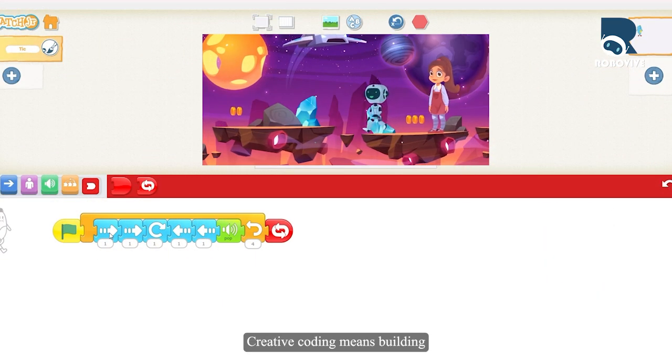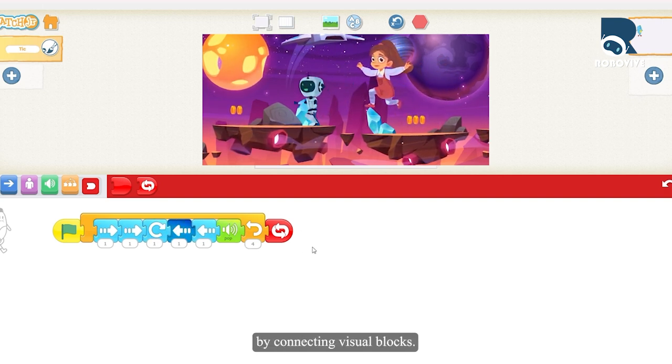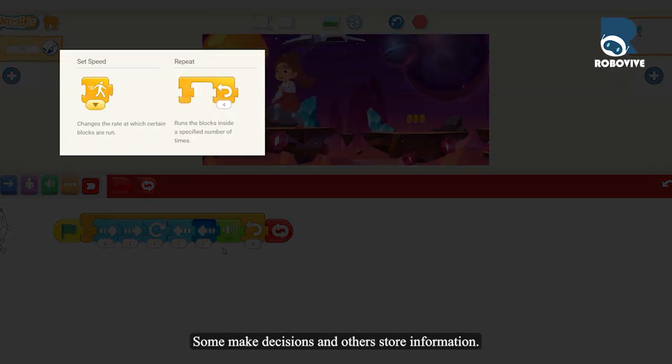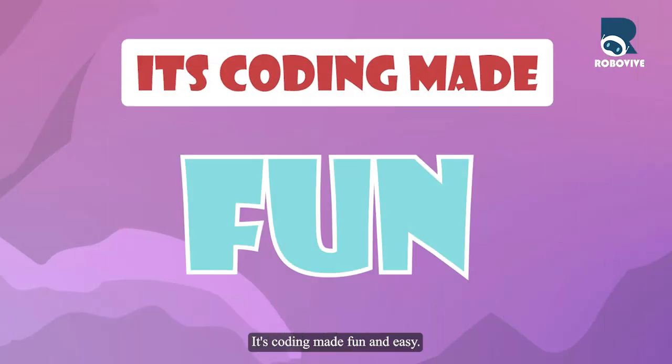Creative coding means building things like games or stories by connecting visual blocks. These blocks follow a logic. Some repeat actions, some make decisions, and others store information. It's coding made fun and easy.